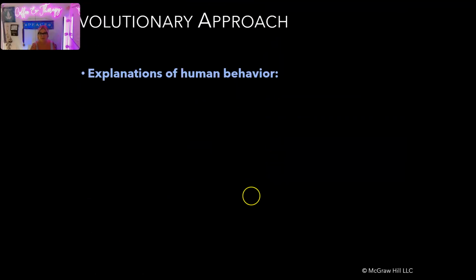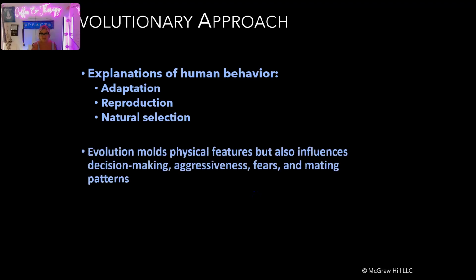All right, evolutionary approach definitely has its place. We don't really talk about it too much, but it does. All right, so explanations of human behavior are through adaptation, reproduction, natural selection. So you have to be able to adapt to the environment. You have to be able to reproduce to keep everything going. And then, of course, only the fittest survive, right? According to Darwin. So evolution molds physical features, but also influences decision making, aggressiveness, fears, and mating patterns.